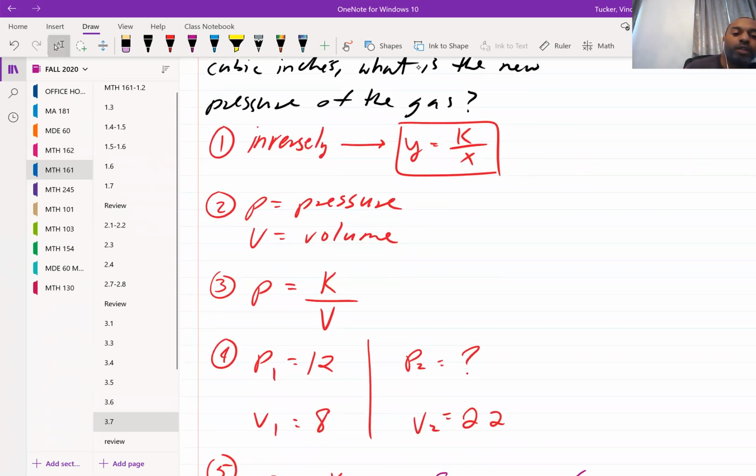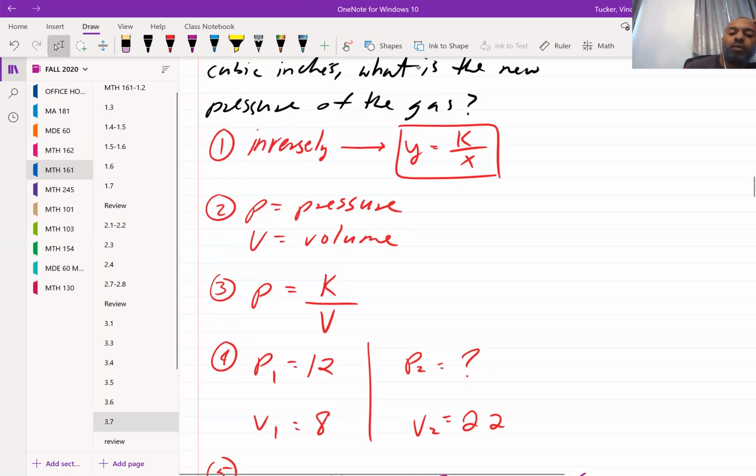All right, write down your given information. Pressure was 12, volume 8 cubic inches, yeah, cubic inches. And then what is the pressure if the volume is 22 cubic inches. So we have all of our information in the first set. Then in the second set, we're missing one piece.